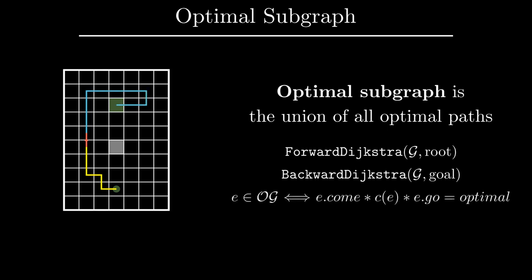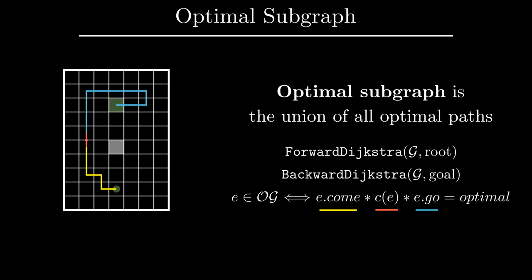Once these values have been computed, it becomes very easy to determine whether any given edge belongs to the optimal subgraph. Already after the first run of the Dijkstra algorithm, we know the total optimal cost from the root to the goal. For a given oriented edge E, we compute the product of the cost of an optimal path from the root to E with the cost of E times the cost to go from the end of E to the goal.